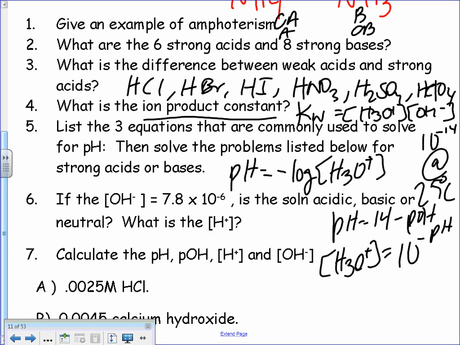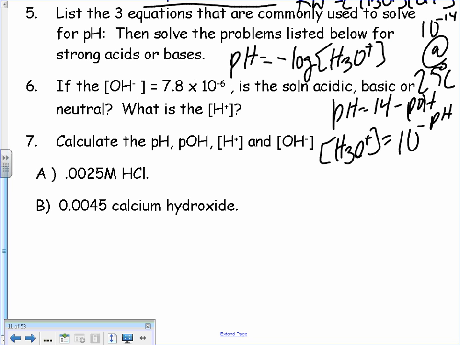So 1 times 10 to the negative 4. If the pH was 7, 1 times 10 to the negative 7. That's what we can do with pH stuff in our head sometimes if the numbers are base 10. Right here, can you decide right now, knowing the hydroxide concentration, if this is acidic, basic, or neutral?